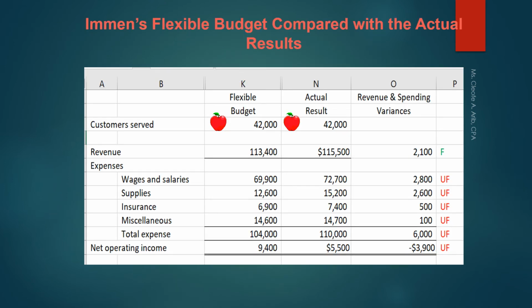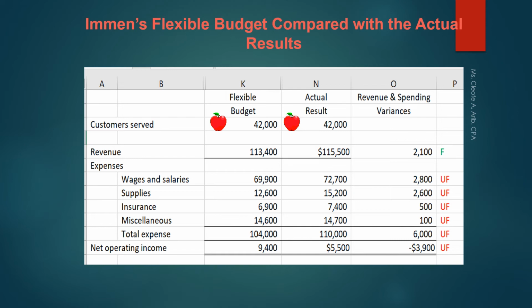Here is a comparison of Imen's flexible budget with its actual results. So with this one, we are able to compare apple to apple. Why? Because what you will be comparing is your flexible budget. Now, if you recall, your flexible budget is the budget adjusted to the actual activity driver. In this case, your activity driver is the number of customers served. So we are now able to compare apple to apple.